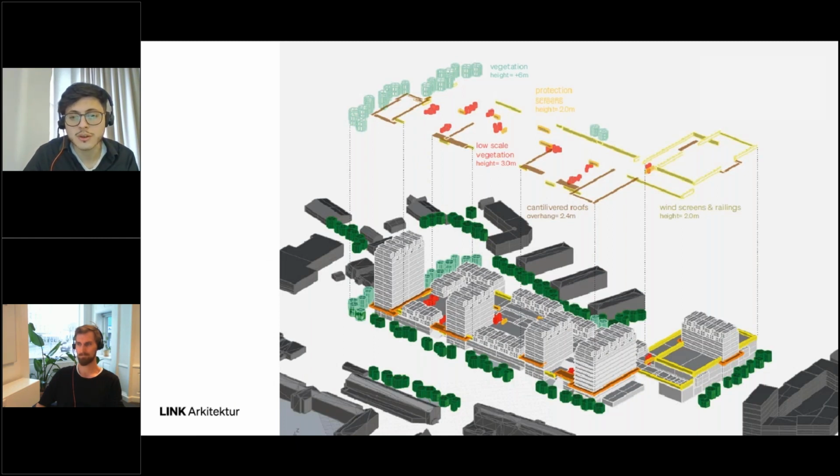So it was a combination of vegetation, also protective screens, cantilever roofs on specific blocks, and also a mix of windscreens and railings around the problematic points in the project.